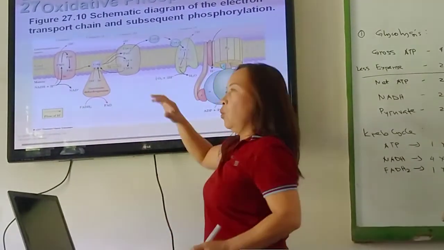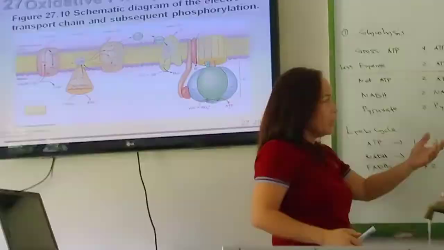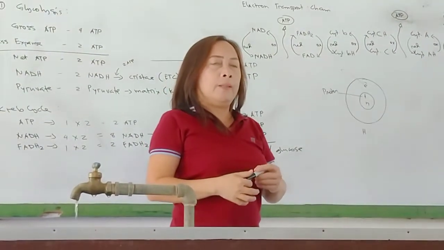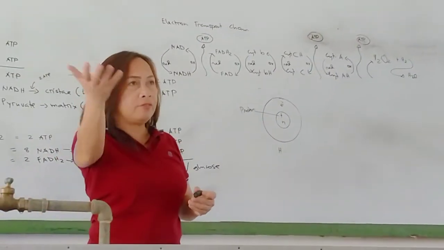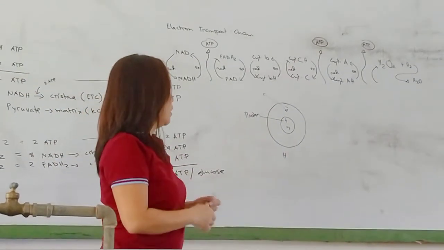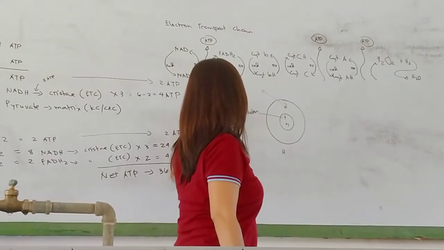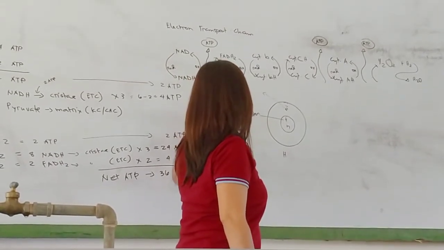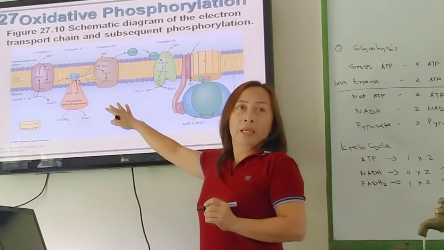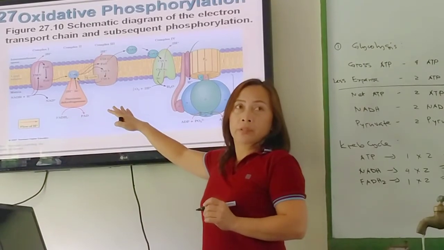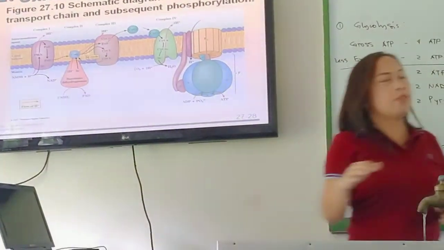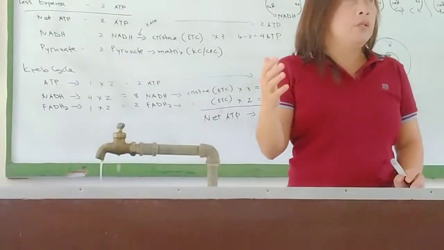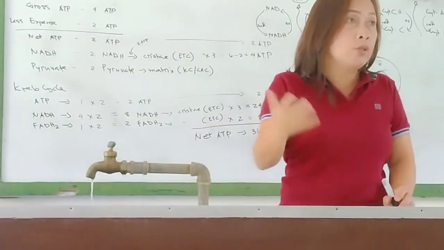Now, of course, with the increasing concentration of protons, because electrons are given up or passed from one electron carrier to another, there is what we call an increased concentration of protons in this space inside the mitochondrion. Now, if you could still remember, diffusion. The diffusion is from higher to lower concentration.